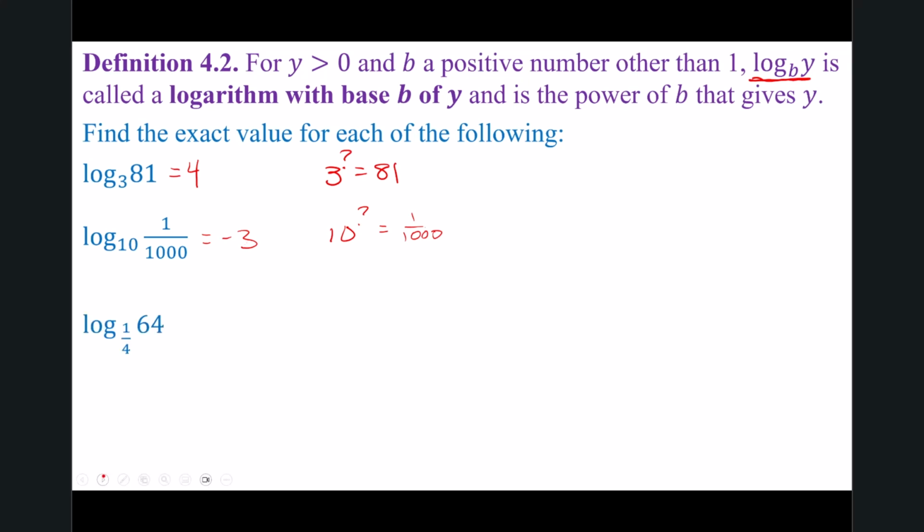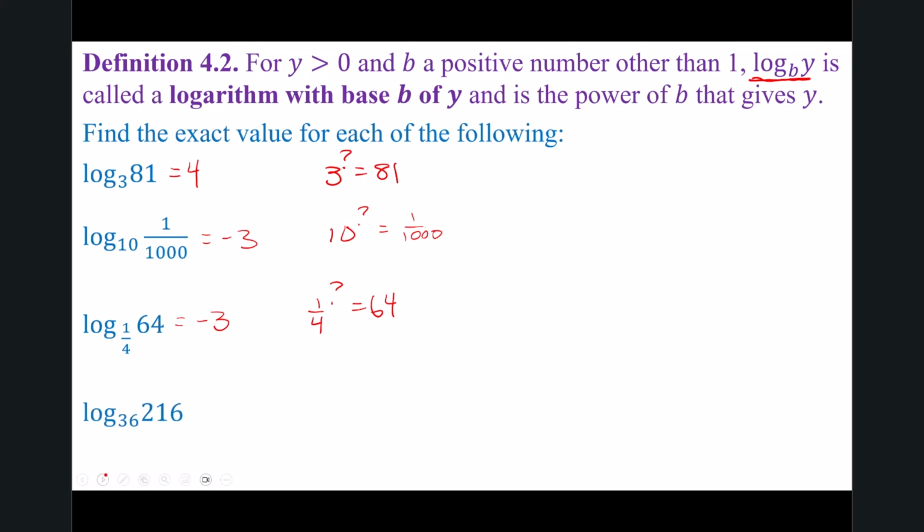Log base 1/4 of 64 means 1/4 to what power is 64? We know it needs to be negative because we have reciprocals here. And 4 to the 3rd power is 64. So 1/4 to the negative 3rd power is 64.